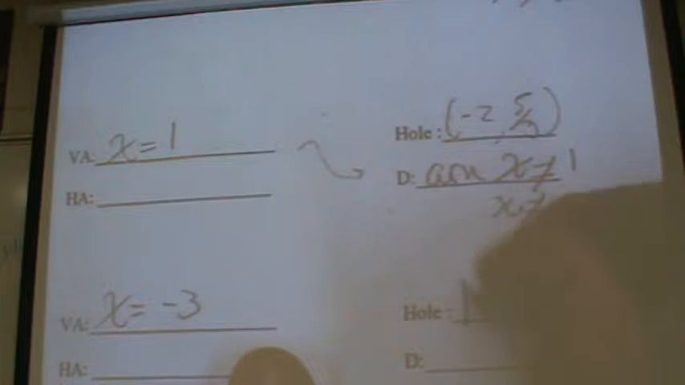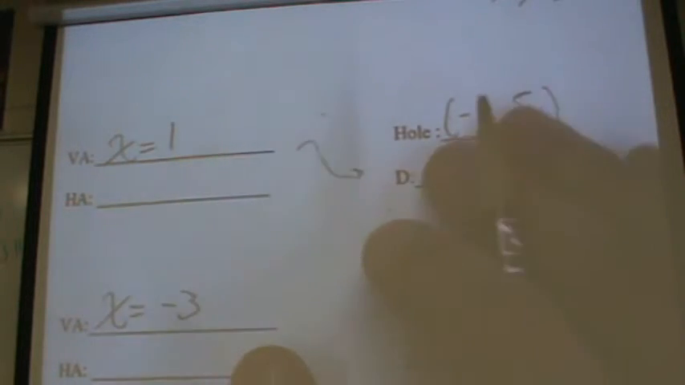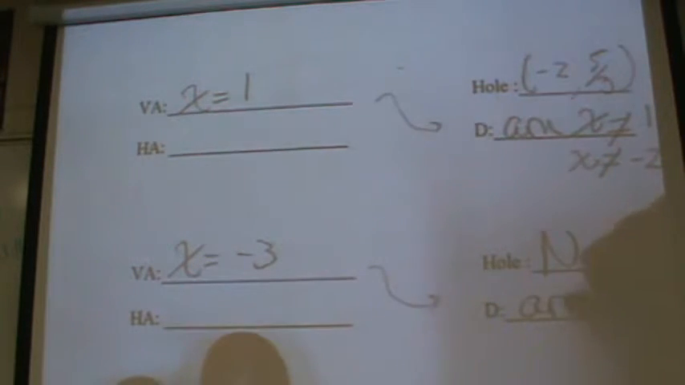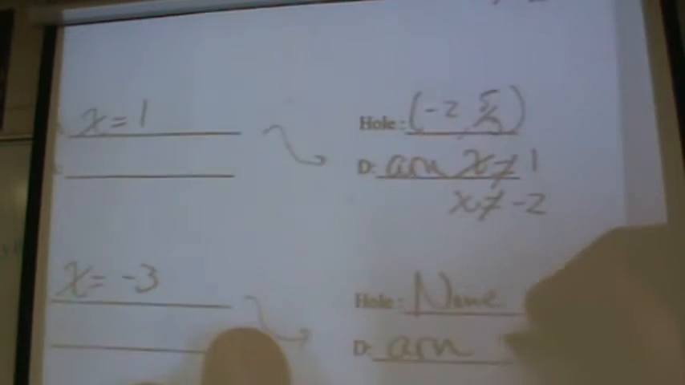Okay, so we said that there's not gonna be a hole there. So we're gonna write none. And then the one left, from your vertical asymptote to the domain, your domain will be all real numbers. So x not equal -3.